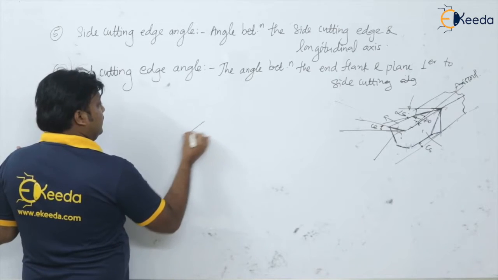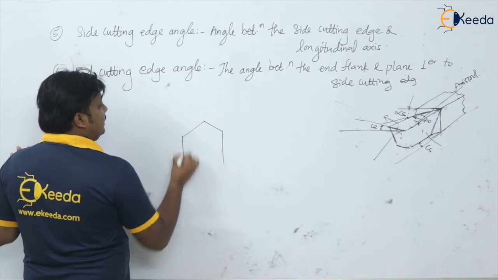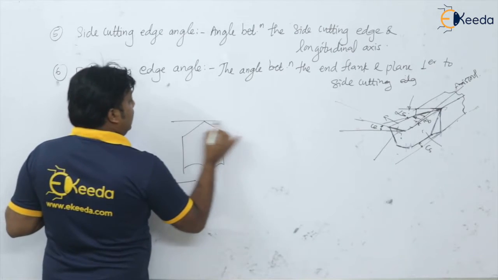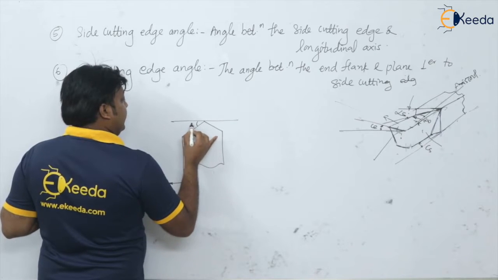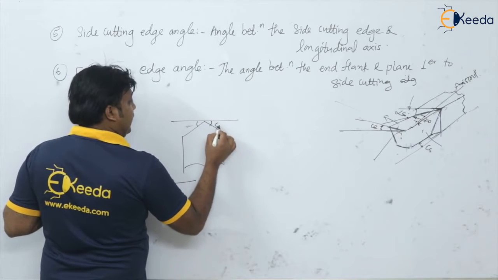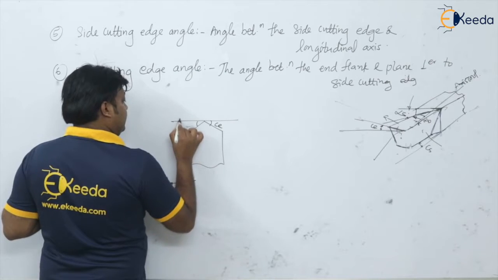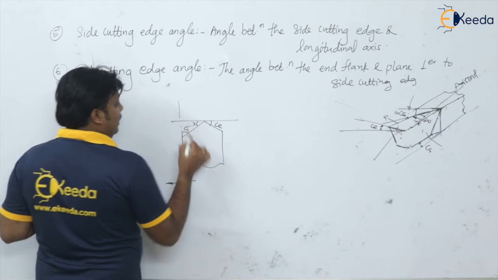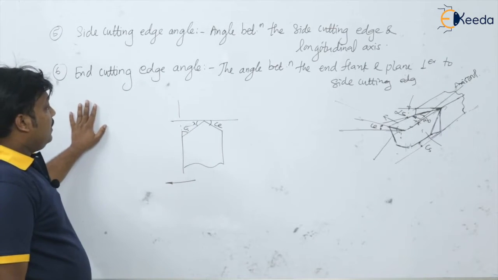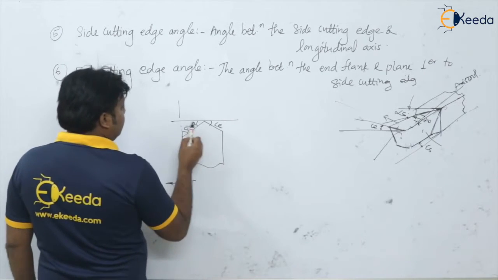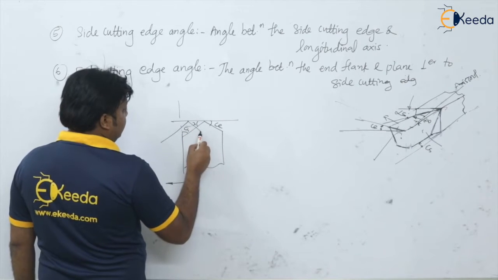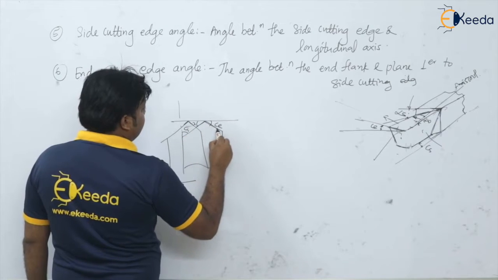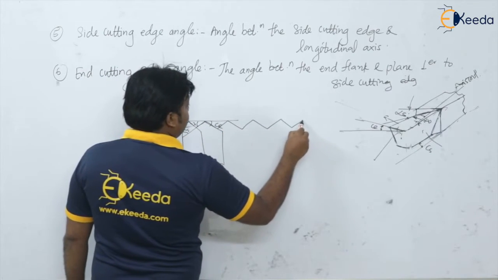Say this is our tool, having the feed in this direction. We know that this is our end cutting edge angle CE, and this is our side cutting edge angle CS. This is our approach angle lambda. Now when the tool is moving onto the surface like this, definitely we are going to have the feed marks like this, isn't it?